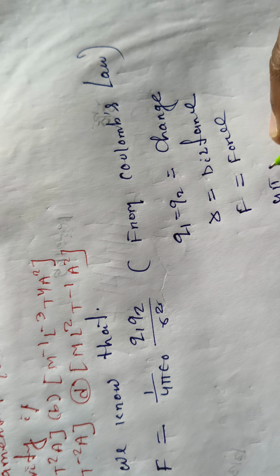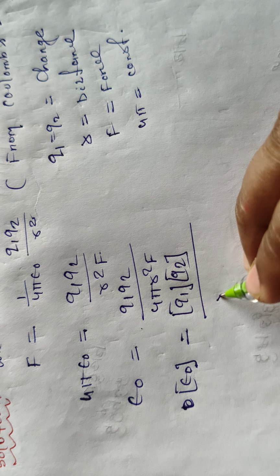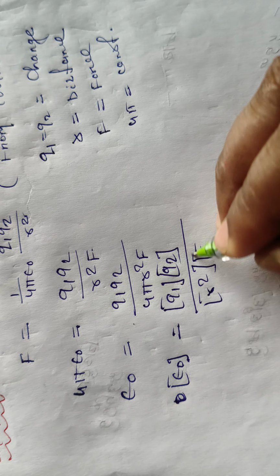Okay, so that is 4 pi epsilon naught is equal to q1 q2 by r square into F, or epsilon naught is equal to q1 q2 by 4 pi r square F. So dimension of epsilon naught is equal to dimension of charge by 4 pi, which is a constant dimensionless quantity, or then dimension of force.